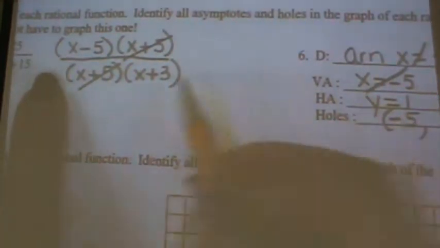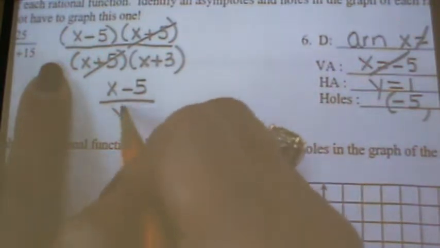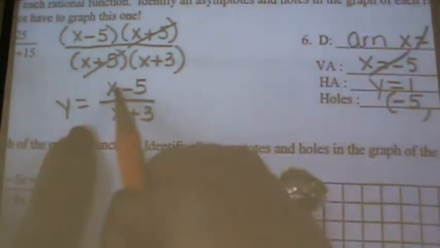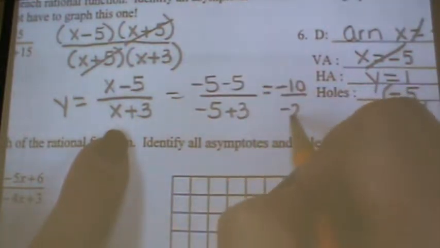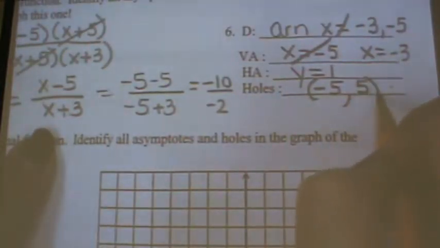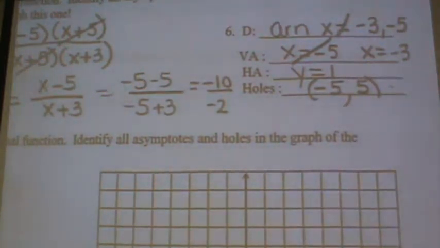What's the y value? You're going to plug -5 into the leftover. Here's the leftover. That's your problem. Plug -5 here and here. You get -5 minus 5 over -5 plus 3, which is -10 over -2, which reduces to 5. That's your hole. Questions?